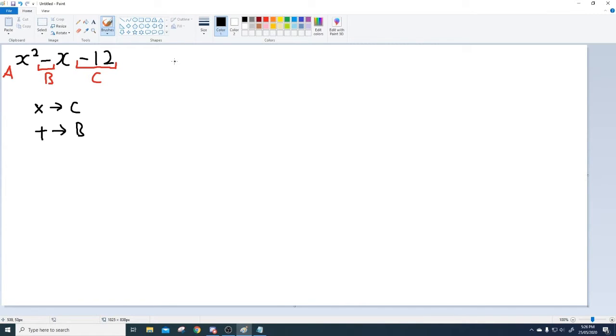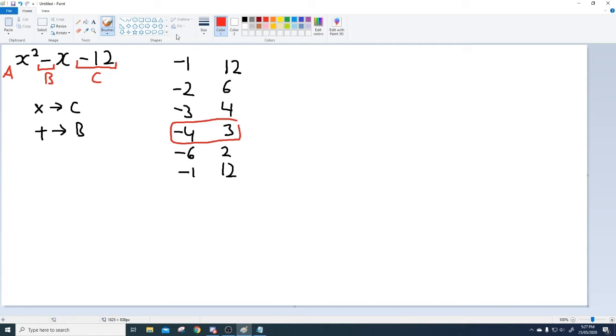So we can start off with negative 1 and 12, negative 2 and 6, negative 3 and 4, and then we flip: negative 4 and 3, negative 6 and 2, negative 12 and 1. And now we just check which one of these pairs adds up to give you b, which is negative 1. The answer in this case will be negative 4 and positive 3. They multiply together to give you c, and add together to give you negative 1.